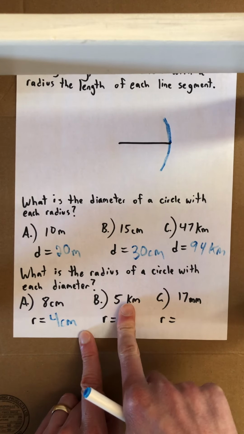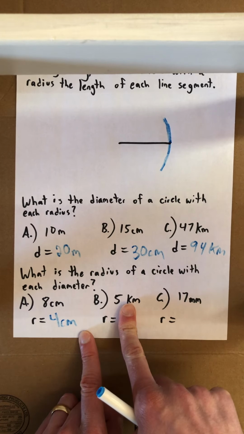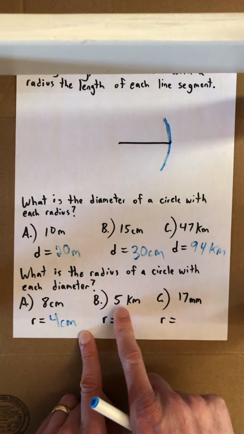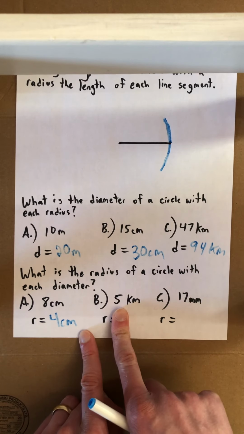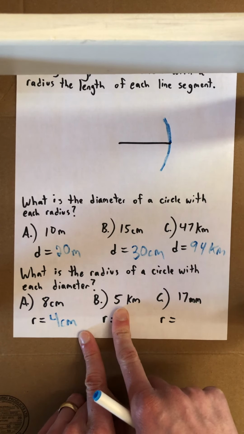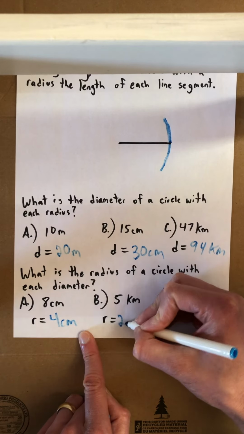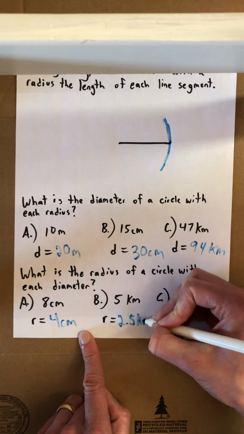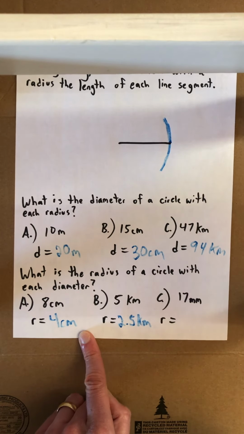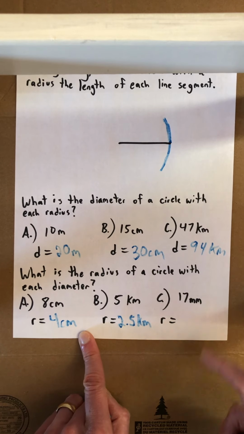Sometimes if it's an odd number, you'll end up with a 0.5 because it'll be a half of something. So of course, 5, if you cut in half, it's not exactly 2, it's not exactly 3, it's between the two numbers, so it's 2.5. Or if you prefer, you can think of it as 5 divided by 2 is 2.5 kilometers.